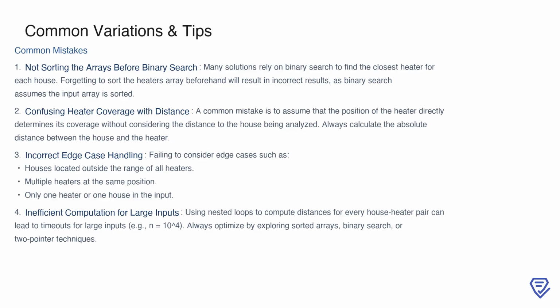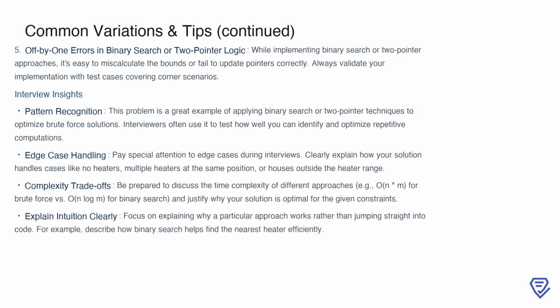Finally, avoid inefficient computations for large inputs. Using nested loops to calculate distances between every house heater pair can quickly lead to timeouts, especially when the input size grows large. Instead, aim for optimized approaches like sorting, binary search, or two-pointer techniques to handle these scenarios efficiently. Off-by-one errors are another frequent issue, especially when implementing binary search or two-pointer techniques. Miscalculating bounds or failing to update pointers correctly can lead to subtle bugs, so it's important to validate your implementation with test cases that cover edge scenarios.